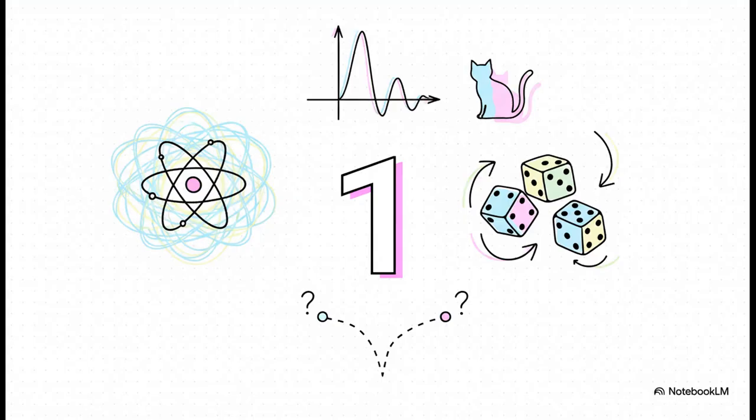And this leads to a rule that just makes perfect sense. If you add up the probability of finding the particle everywhere it could possibly exist in the entire universe, the grand total has to be 1, 100%. That's what this 1 on the slide represents. The particle has to be somewhere after all.